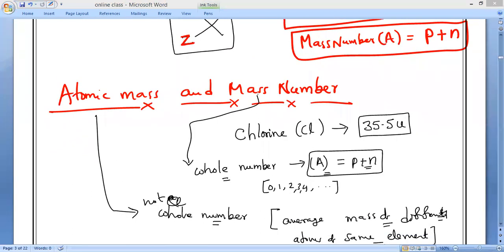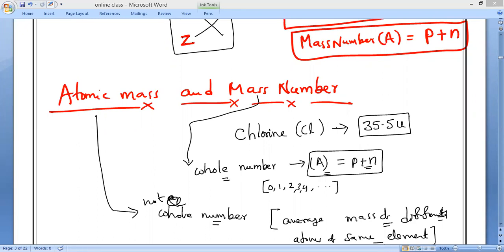Mr. Aswin, Umar, what is the difference between atomic mass and mass number? Anyone having doubt, please kindly let me know. Clear? Yes, sir. Others? Yeah. So please Yes, sir.